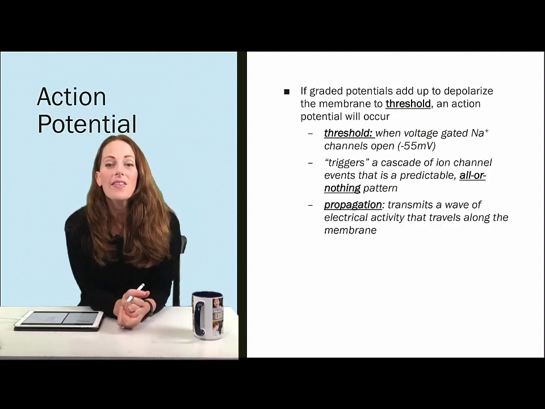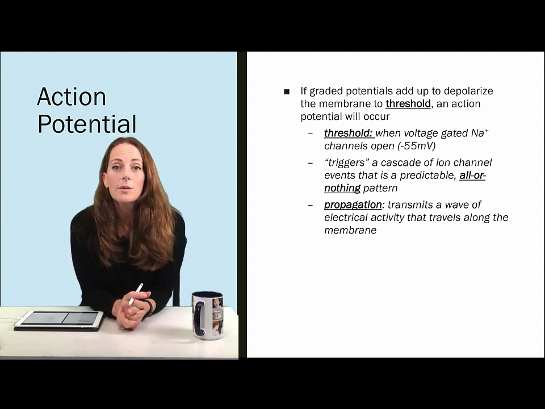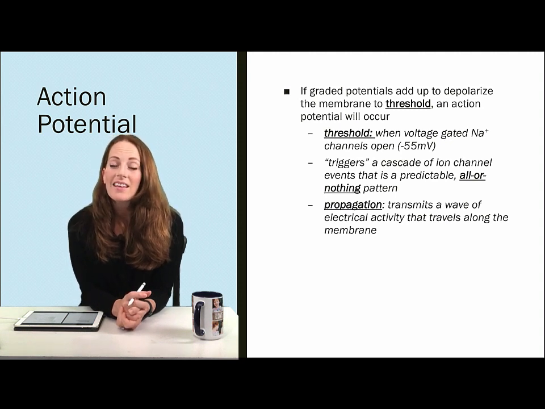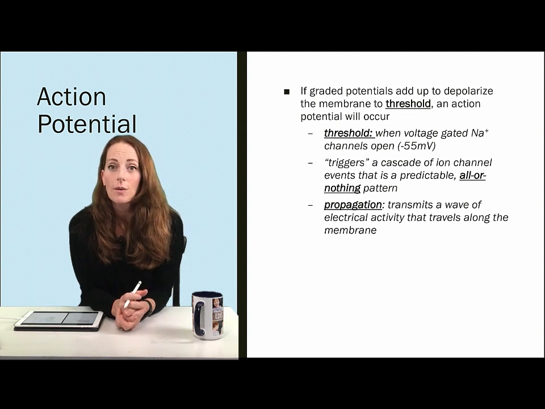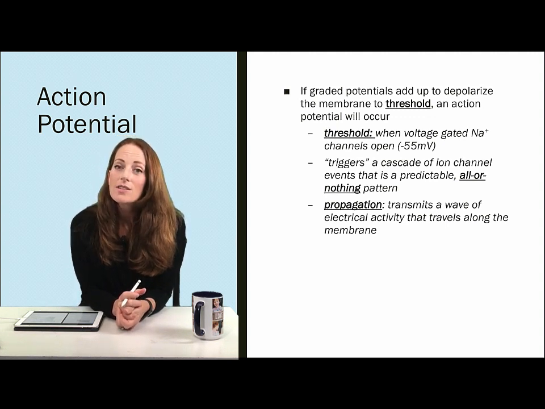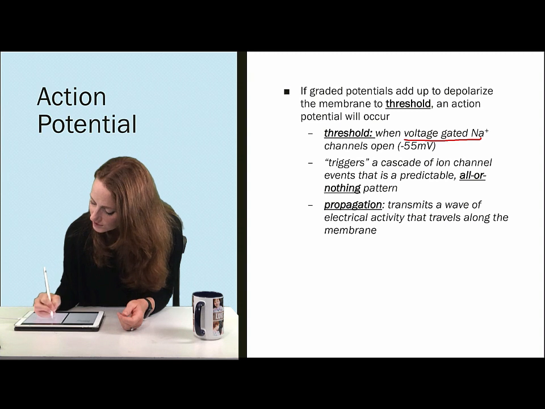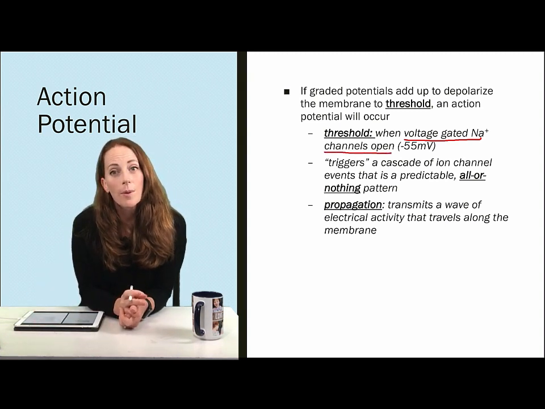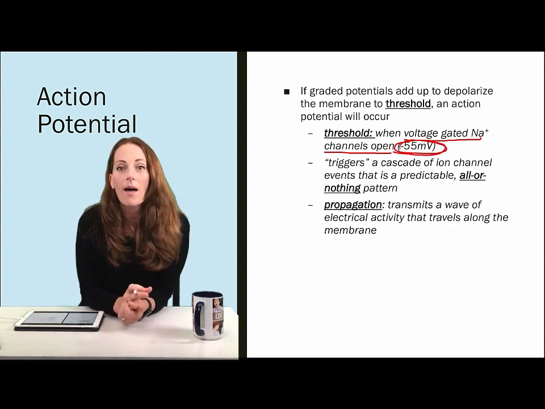So if they add up to depolarize the membrane to a level we call threshold, then the positive feedback cascade of an action potential will be triggered. So let's talk about threshold. Threshold happens when the voltage-gated sodium channels are triggered to open. For most neurons, that's at a value of minus 55 millivolts.